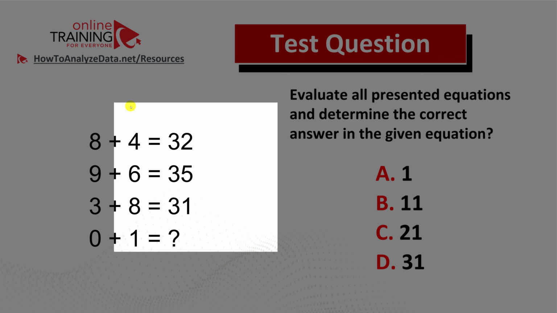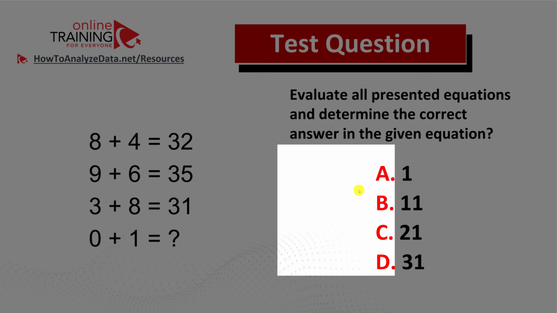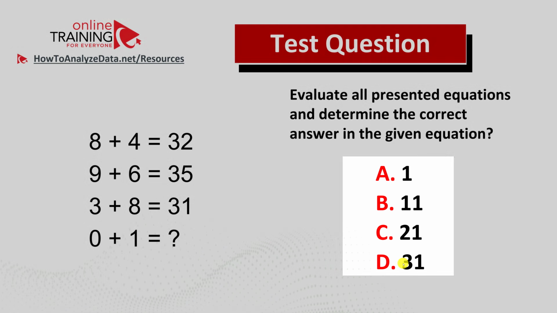So you have 4 equations presented. 8 plus 4 equals 32. 9 plus 6 equals 35. 3 plus 8 equals 31. And 0 plus 1 equals something, and you have 4 possible choices. Choice A, 1. Choice B, 11. Choice C, 21. Choice D, 31. Do you think you know the answer?